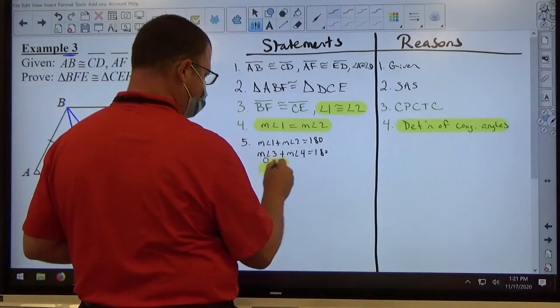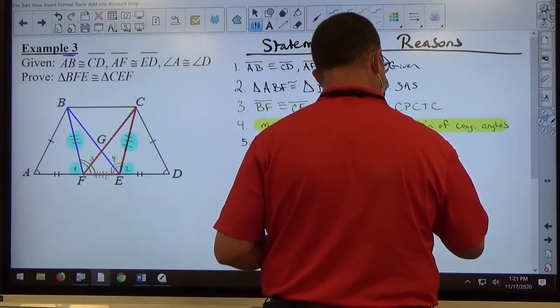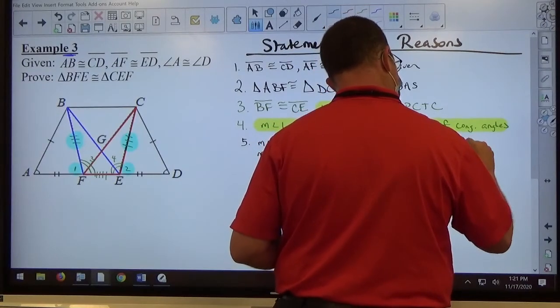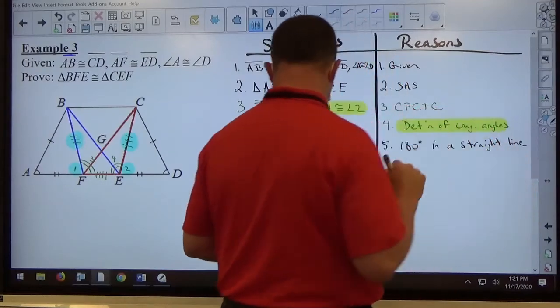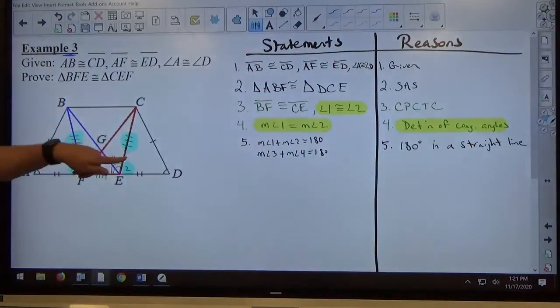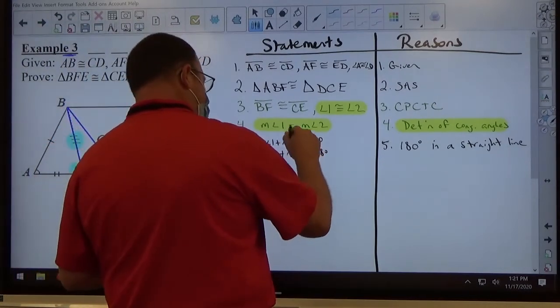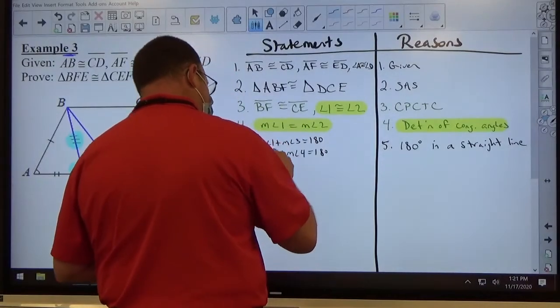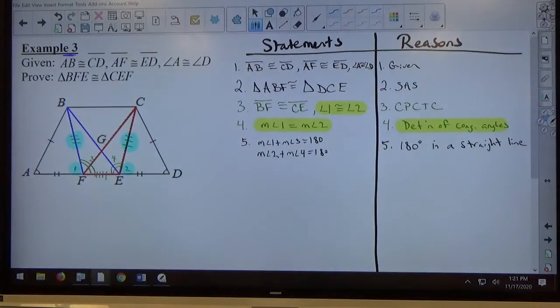Why is that? 180 in a straight line, perfect. AD is a straight line. Angles 1 and 3 form that straight line, angles 2 and 4 also form that straight line, so 180 degrees in a straight line. What? There's supposed to be 1 and 3, 2 and 4. Oh, thank you, I got my numbers mixed up. 1 plus 3 equals 180 and 2 plus 4 equals 180, my bad. Thanks for the correction there.